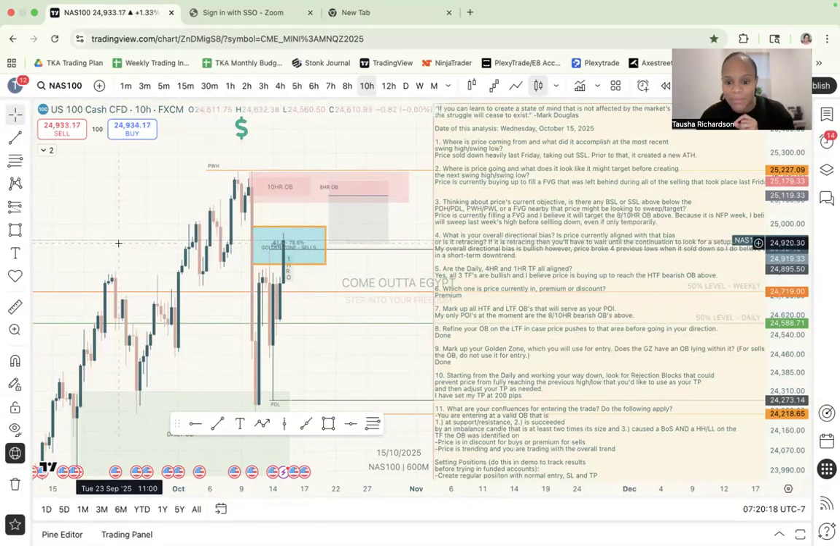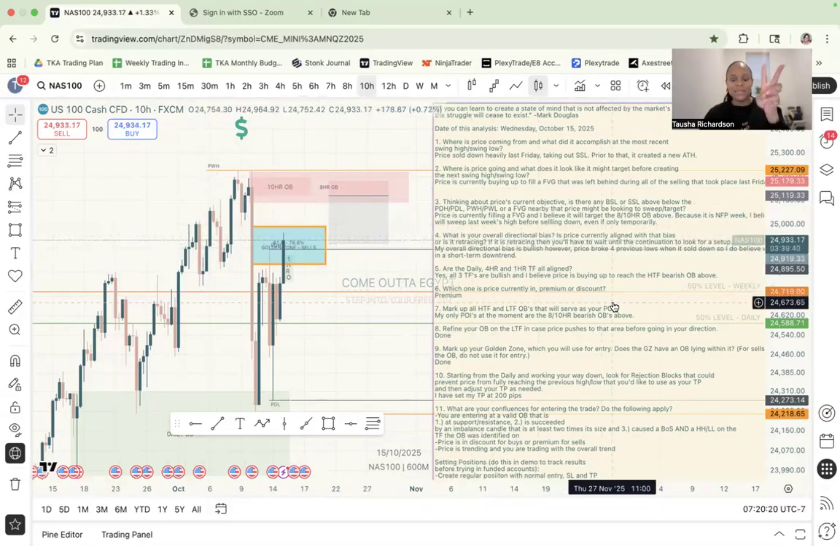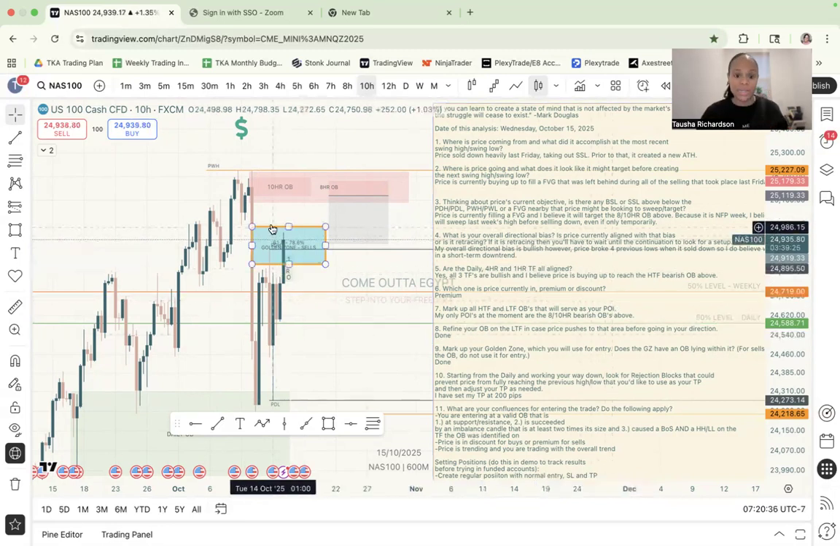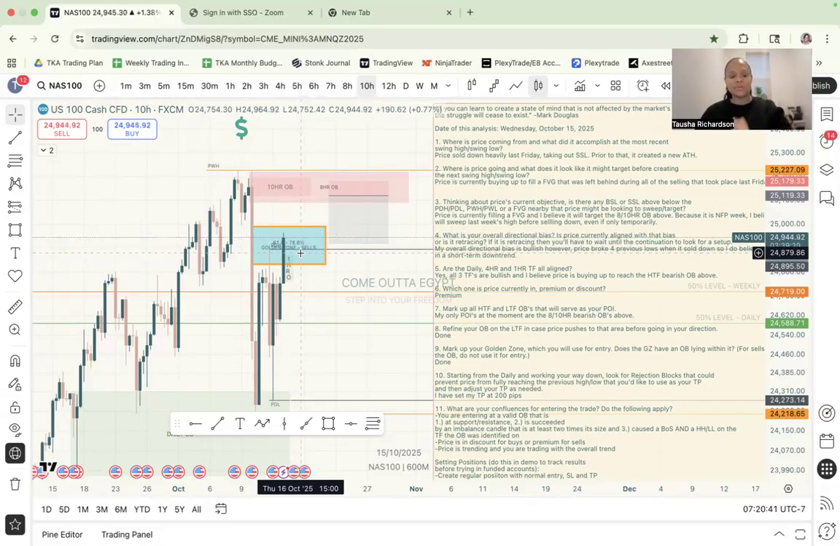So check that box. It's at support and resistance, and it's succeeded by an imbalanced candle at least 2 times the size. Thirdly, it needs to cause a break of structure, a higher high or a lower low, on the time frame that it was identified on. So we're looking at the 10-hour block. On the 10-hour time frame, did this order block create a break of structure? I don't care if it created one on the 1 hour, the 2 hour, or the 3 hour. This is a 10-hour order block, so on the 10-hour time frame, I want to see it.